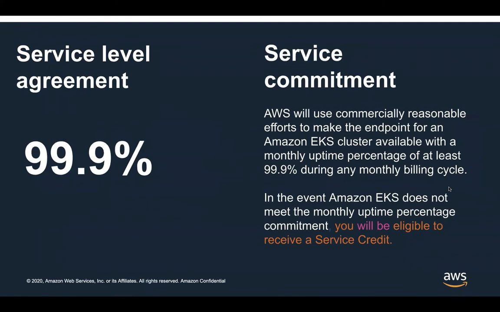And that is one of the reasons why customers choose us. We are very conservative with that kind of numbers, and it's 99.9%, three nines, for the service level agreement. That is a very conservative number, and normally you should expect much better availability from multiple perspectives. But if it falls below that, you will be eligible to receive a service credit.